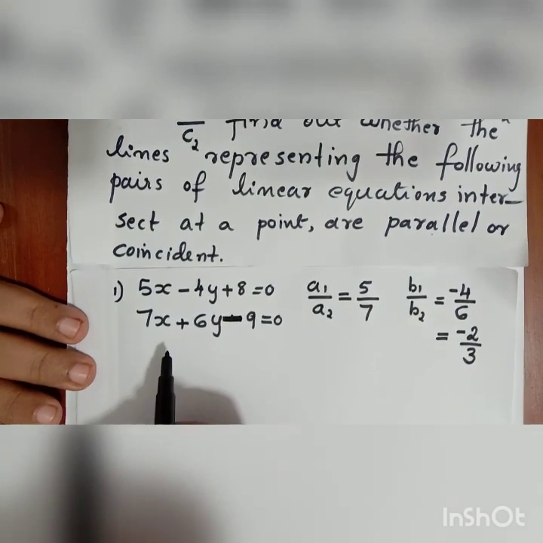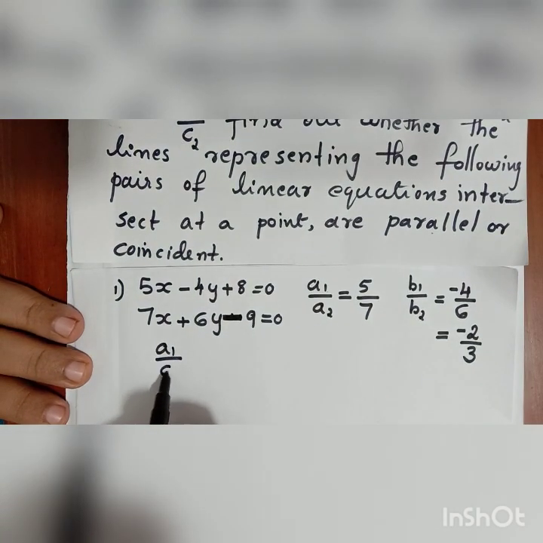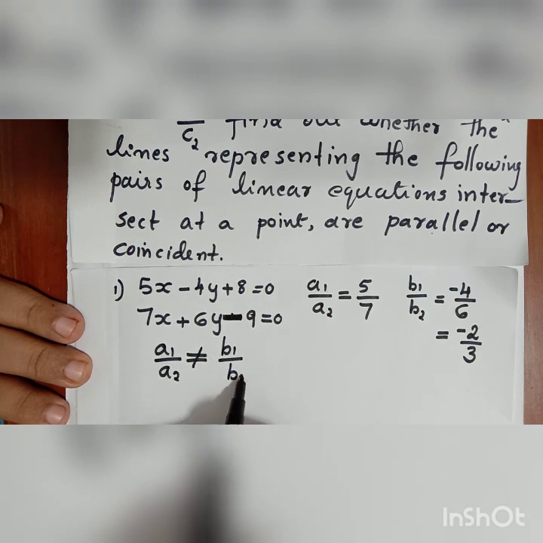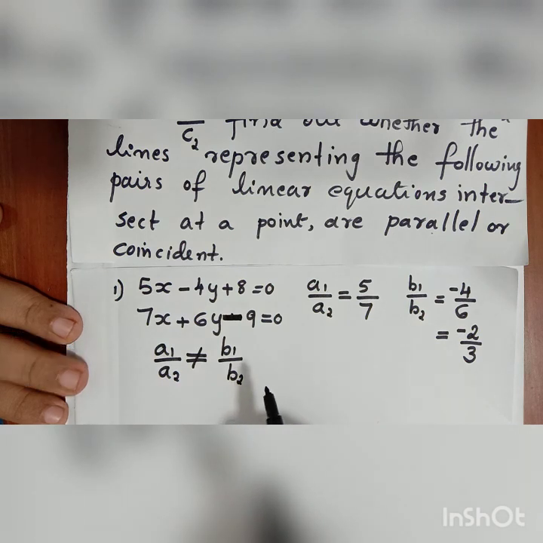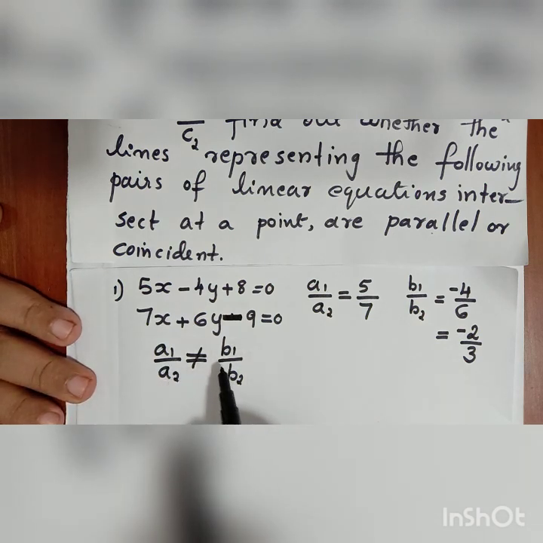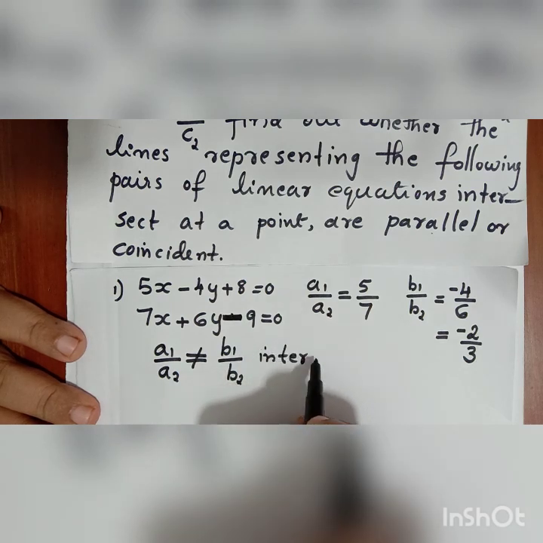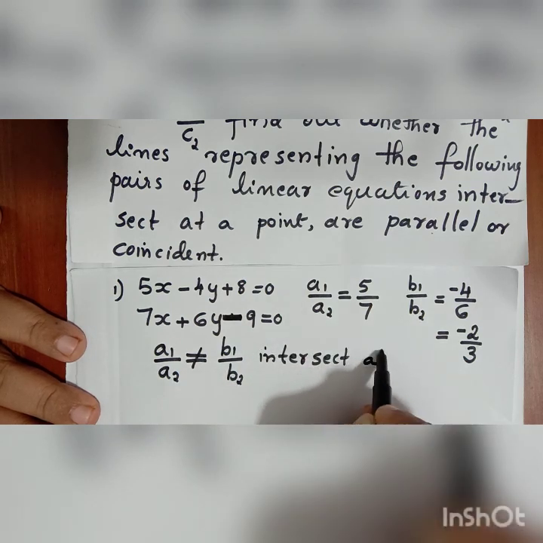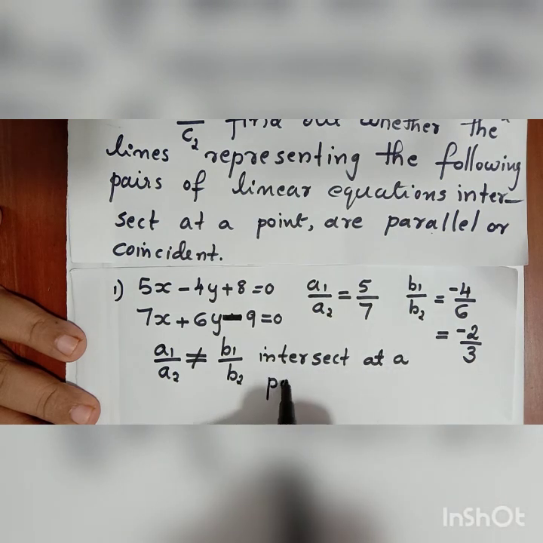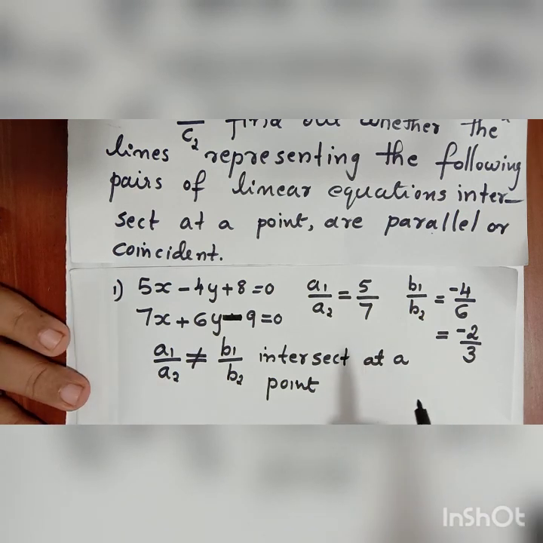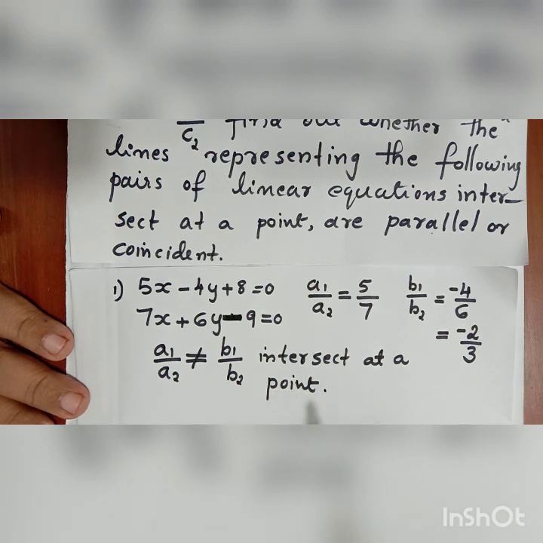Therefore we can write A1 by A2 not equal to B1 by B2. We can write the result as, since A1 by A2 not equal to B1 by B2, the lines intersect at a point. Therefore, unique solution. So they have asked whether the lines are parallel, coincident or intersecting. So this is the answer. It intersects at a point.